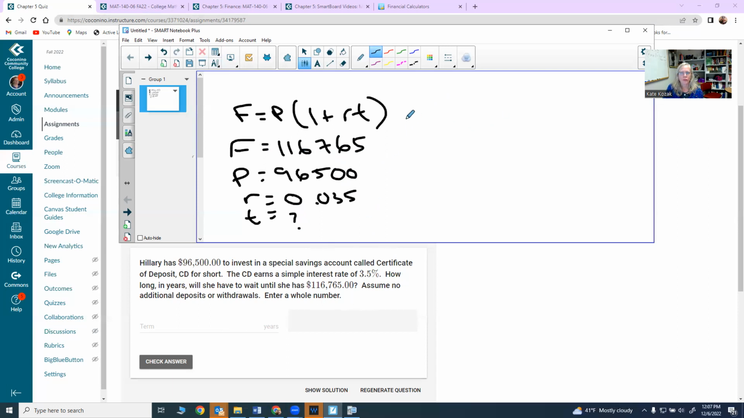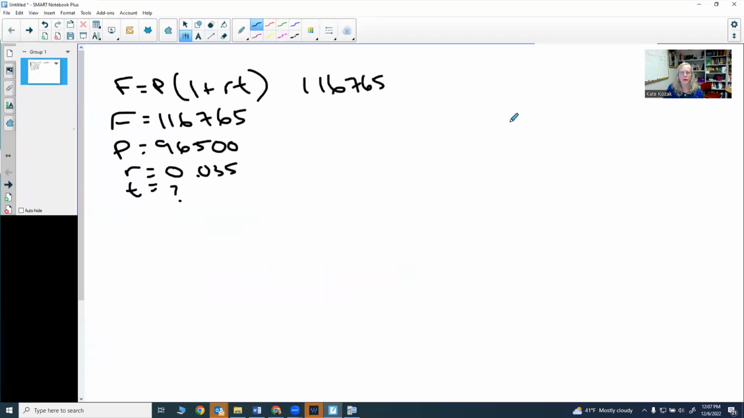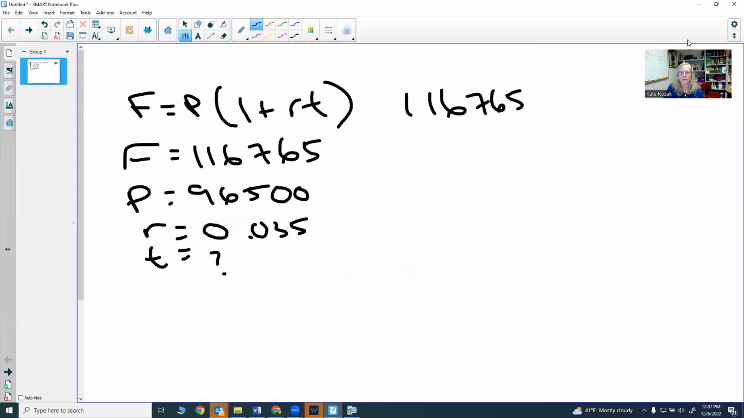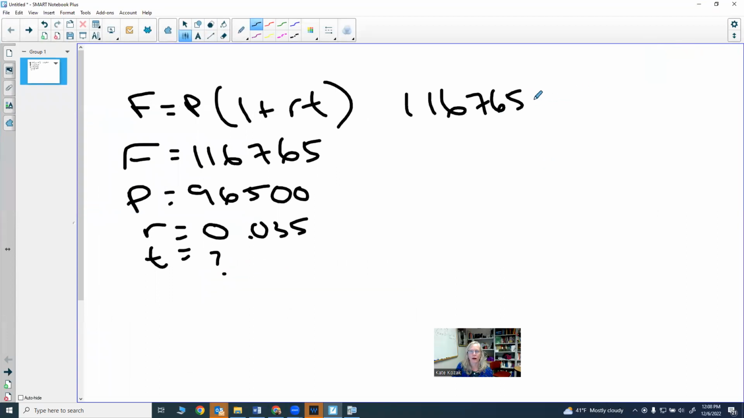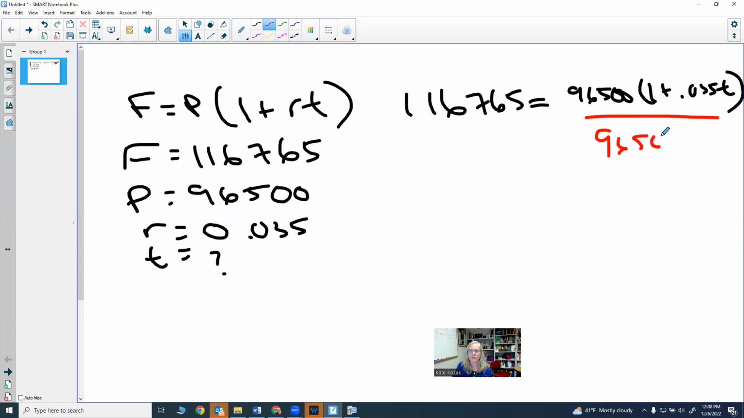So all I have to do is put all this information into this function and solve for the thing I don't know. I'm going to start putting my future value in. Make this a little bigger now so I can actually see things. Then I've got my present value, which is the 96,500 times 1 plus my R, which is 0.035, times T. So now all I've got to do is figure out how to solve this. One of the things I could do is divide both sides by the 96,500.